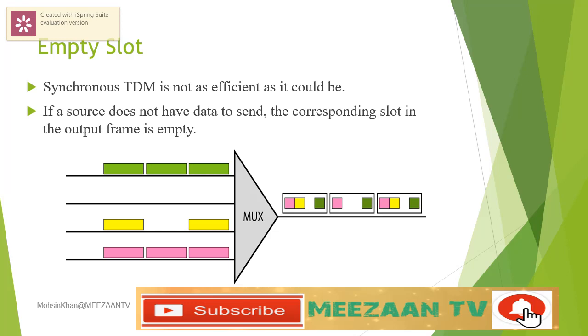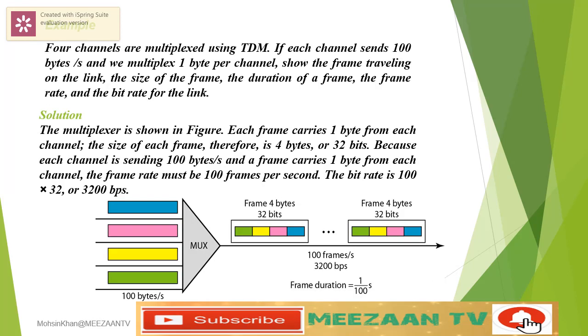Synchronous TDM is not as efficient as it could be. If a source does not have data to send, the corresponding slot in the output frame is empty, which causes inefficiency.